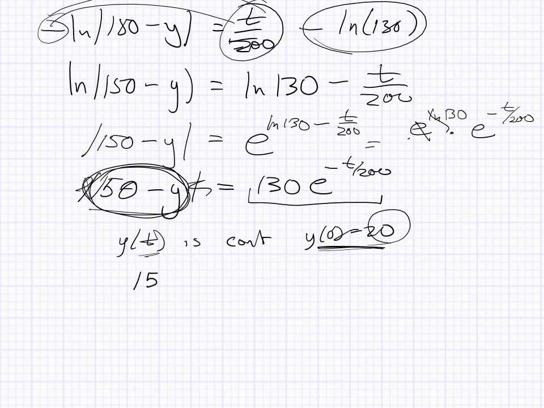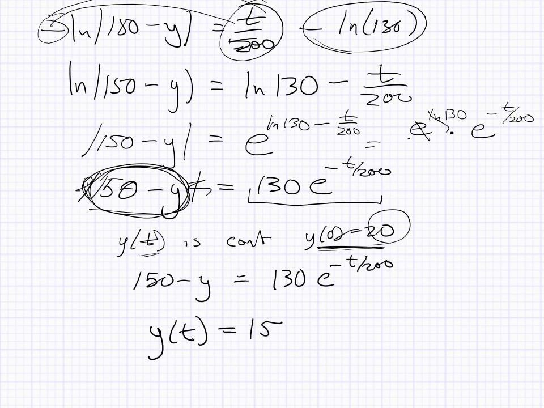So we end up with 150 minus y equals 130 e to the negative t over 200, and therefore our y of t ends up being 150 minus 130 e to the negative t over 200. All right, so we got our function.